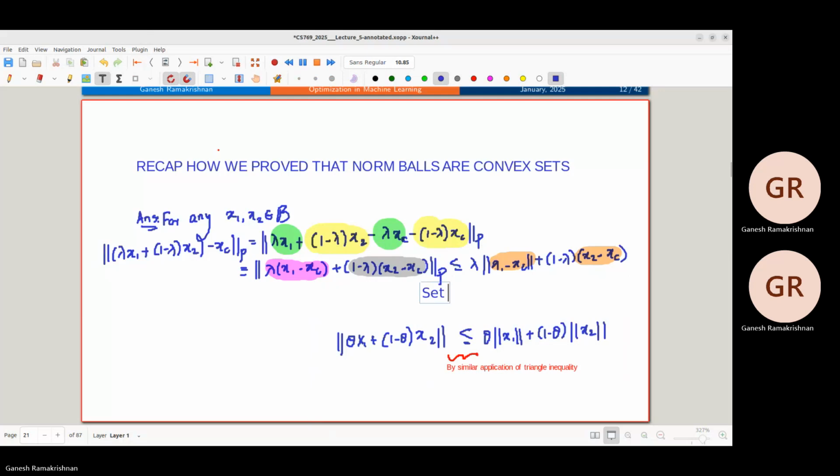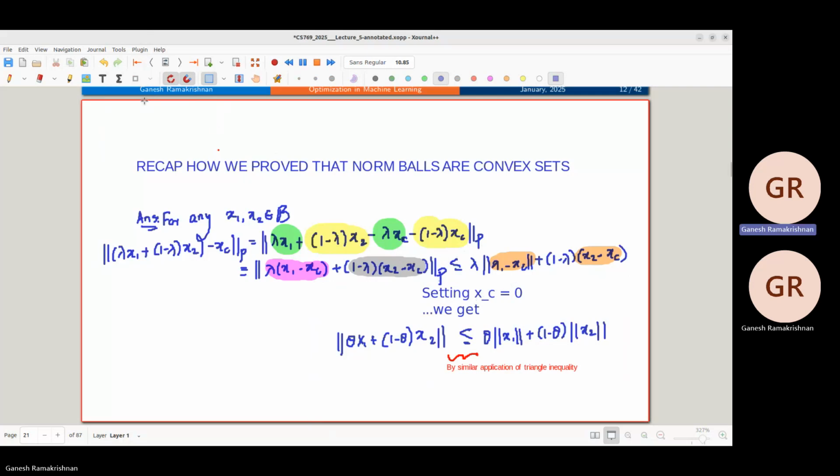Set xc to 0 and of course replace lambda with theta. You see, the proof is the same. Every norm is a convex function. The only difference is I'll just replace the lambdas with thetas, not a big deal.